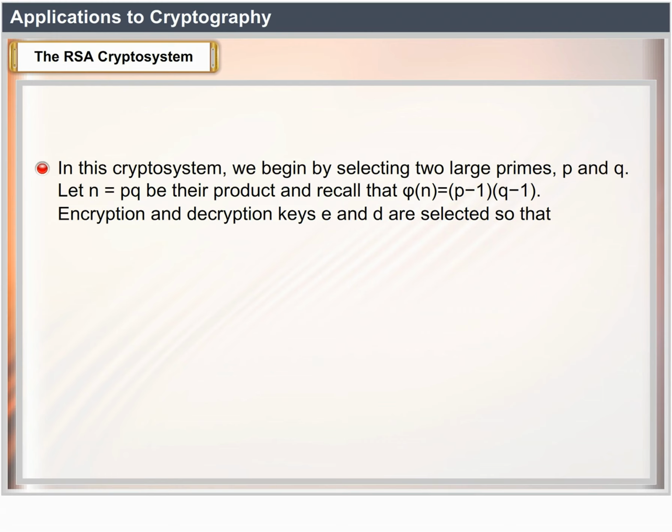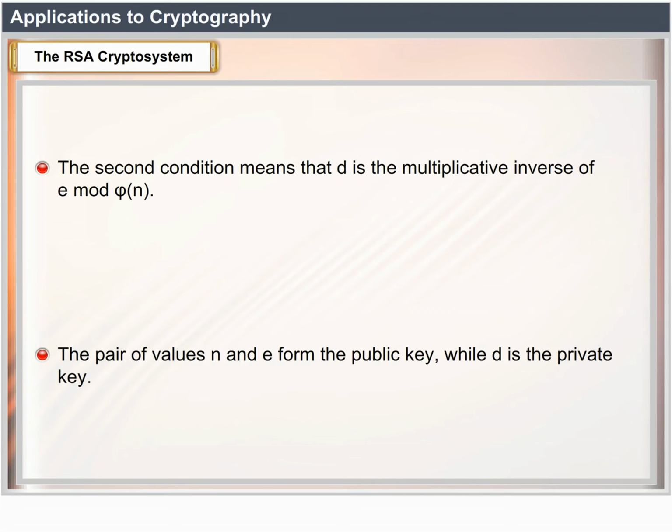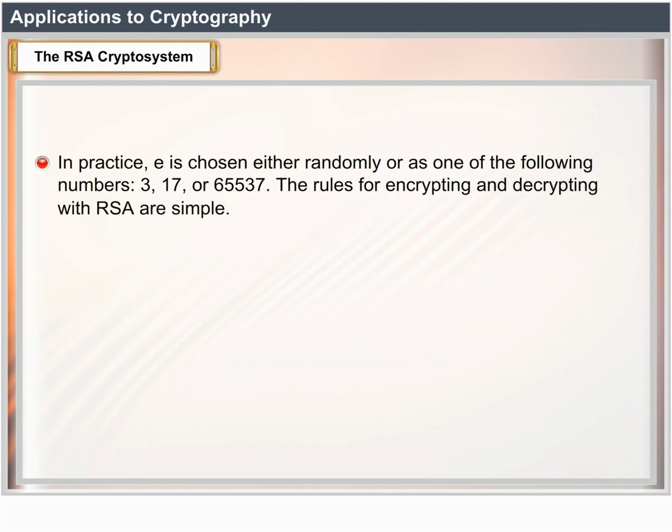Encryption and decryption keys E and D are selected so that E and phi of n are relatively prime, and E times D is equivalent to 1 mod phi of n. The second condition means that D is the multiplicative inverse of E mod phi of n. The pair of values n and E form the public key while D is the private key. In practice, E is chosen either randomly or as one of the following numbers: 3, 17, or 65,537.